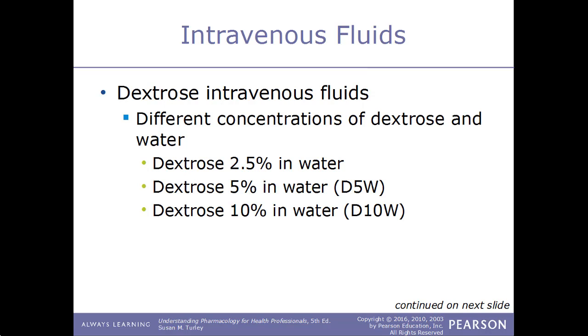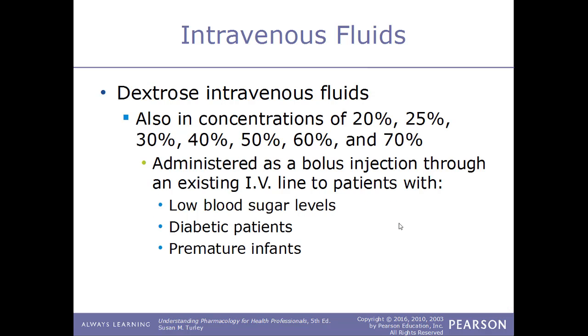When it comes to dextrose intravenous fluids, there are different concentrations of dextrose in water that are given. You can have dextrose 2.5% in water. You can have dextrose 5% in water, and that's indicated by the abbreviation D5W. You can also have dextrose 10 in water, or D10W. So 10% dextrose in water. Those are what those letters and numbers indicate. You can also find this in concentrations of 20%, 25%, 30, 40, 50, 60, and 70.